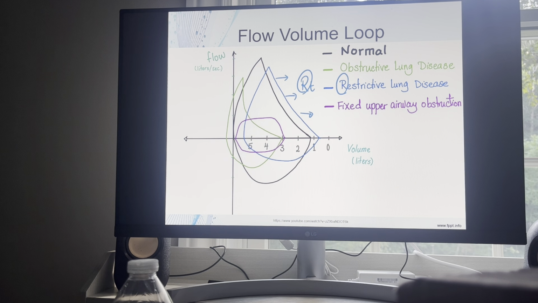Let's go back to that flow volume loop. Normal, we have black. Obstructive is green, and that's the one on the far left. Restrictive is blue, and that's on the far right.